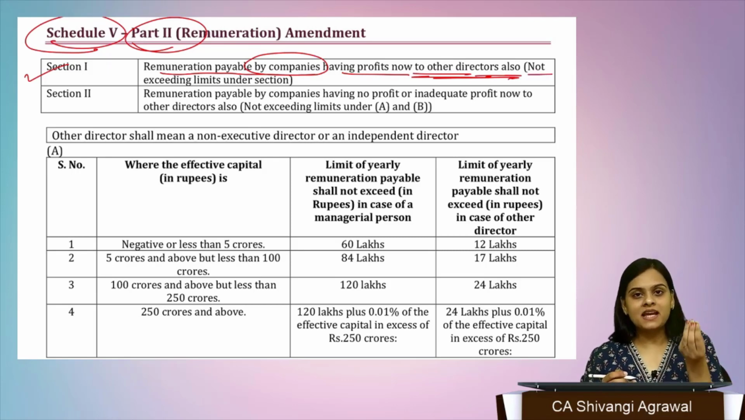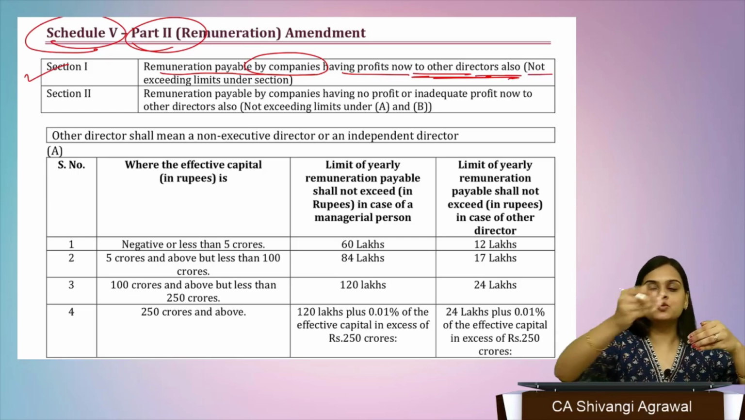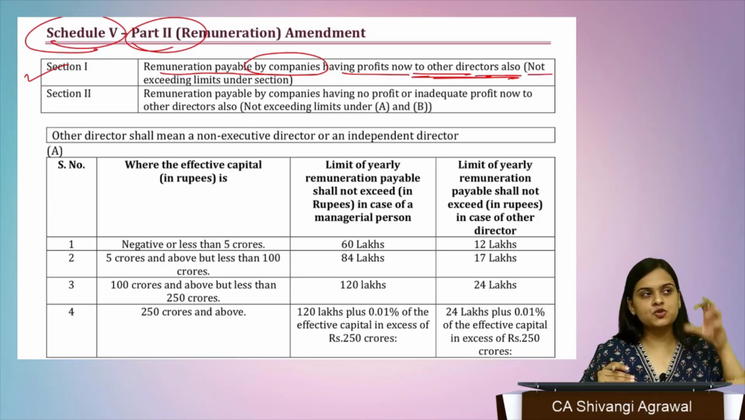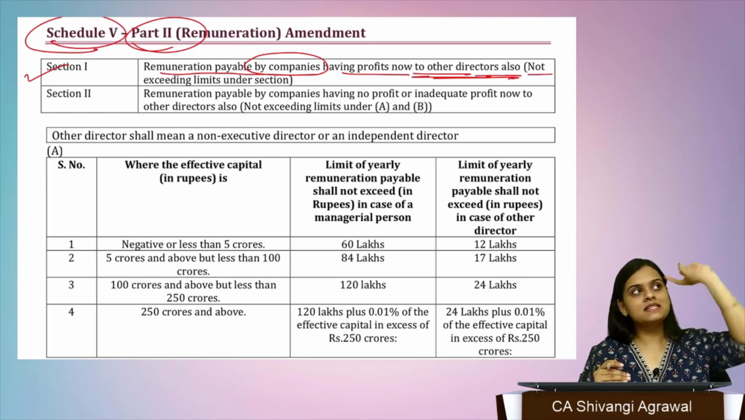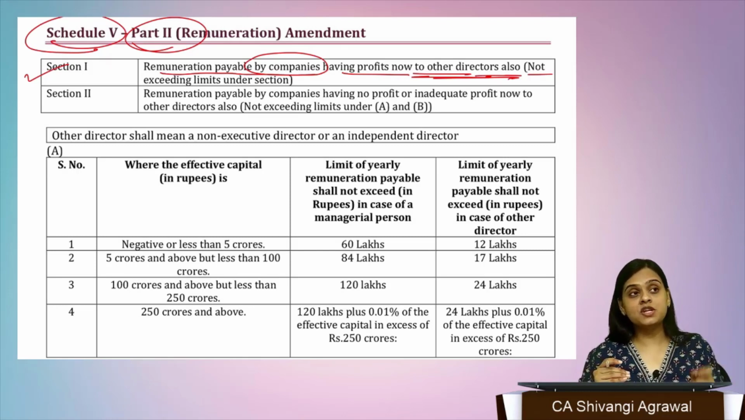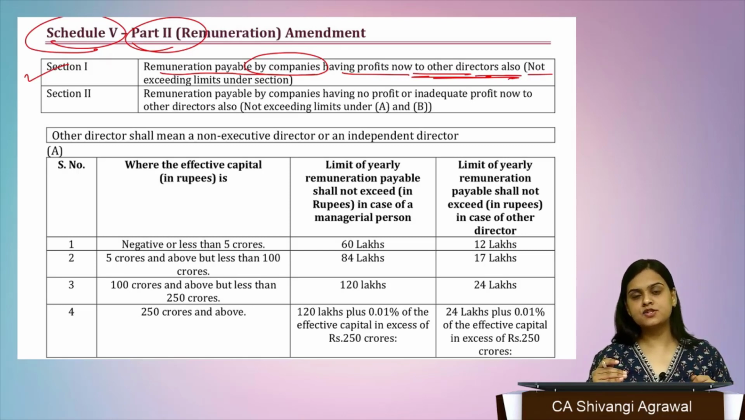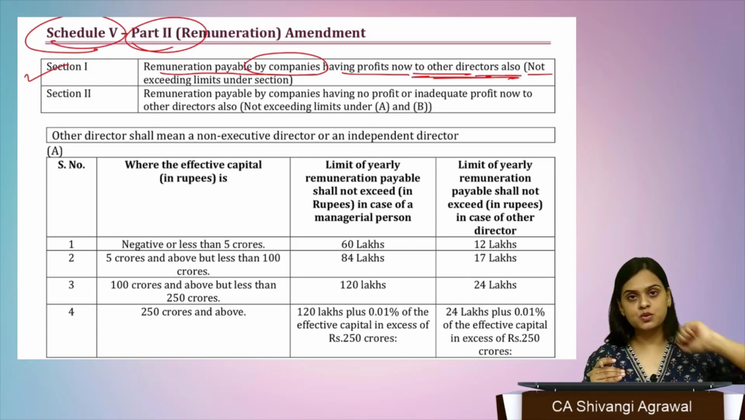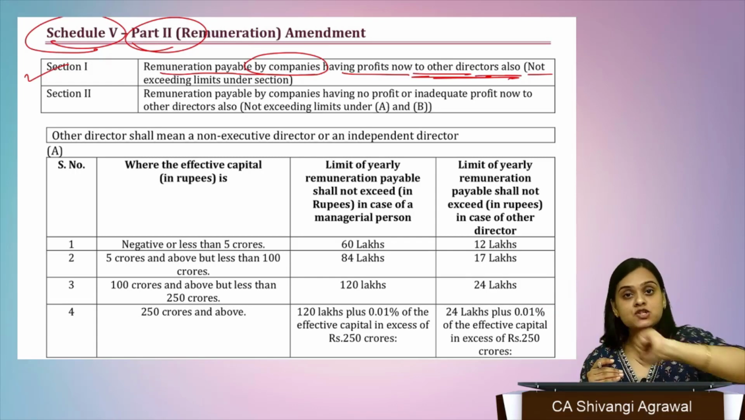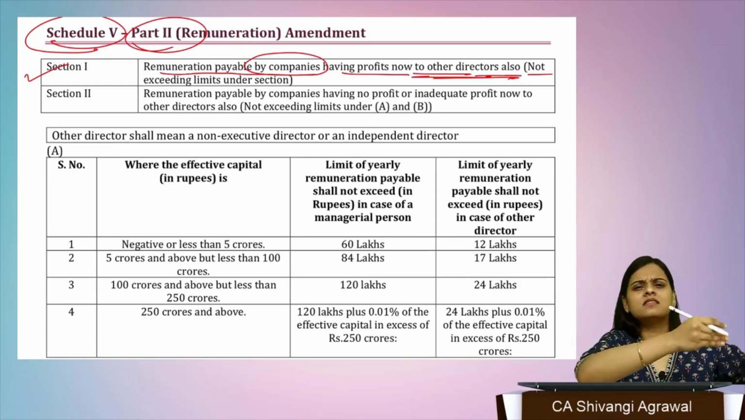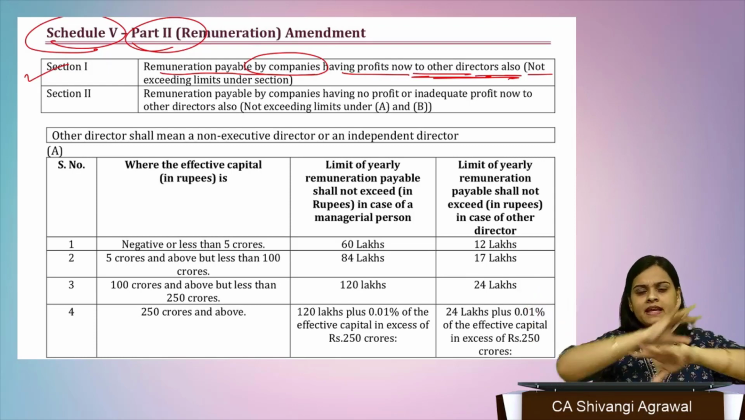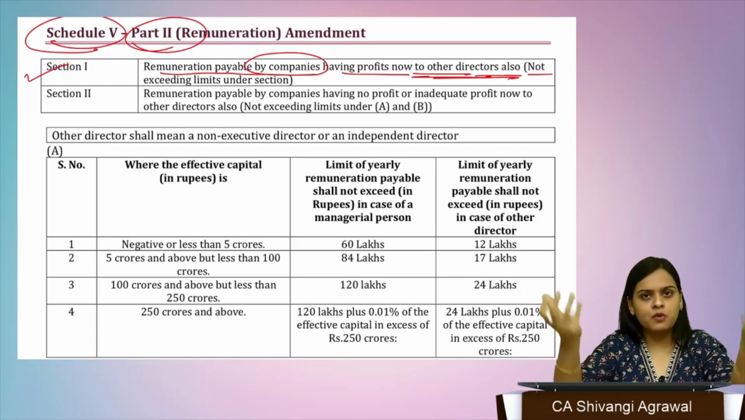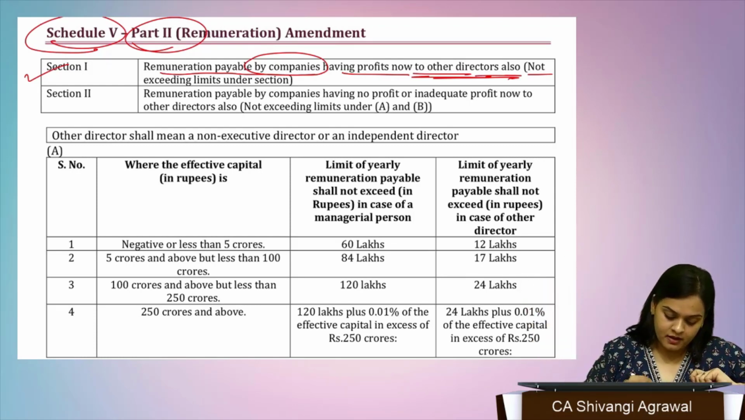See, whenever this amendment has been incorporated, it has to be changed at respective places. So we had some line written in section 149 that needs to be changed. In section 197 that needs to be changed. In Schedule 5, Part 2, Section 1 that needs to be changed. Right, so just respective changes we are making. The whole concept I have already delivered to you.